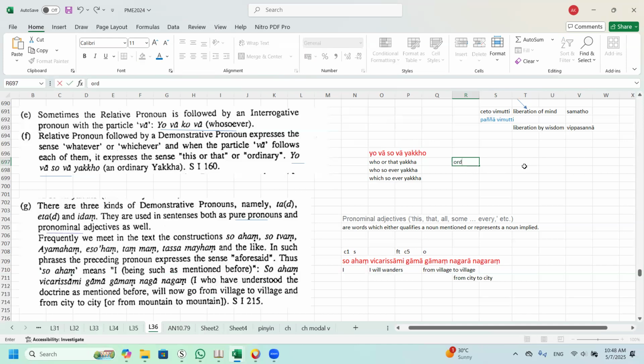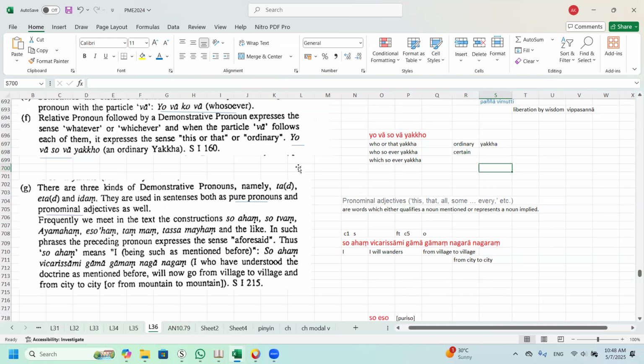Ordinary yaka, or perhaps you want to put certain yaka. I think certain yaka should be acceptable, and I think certain yaka is better than ordinary yaka. That is my view.